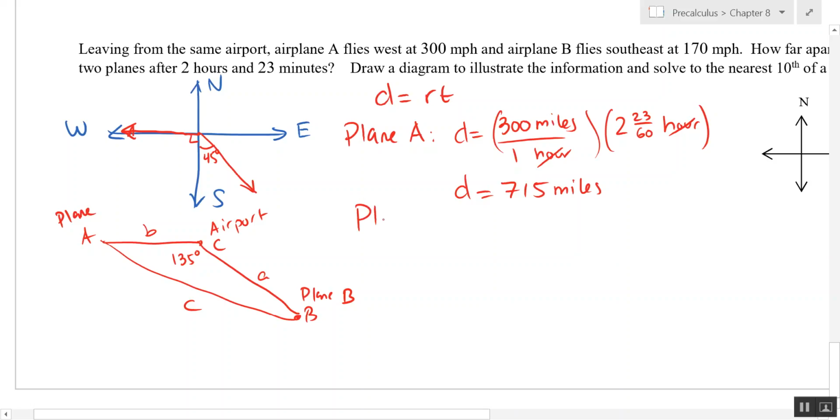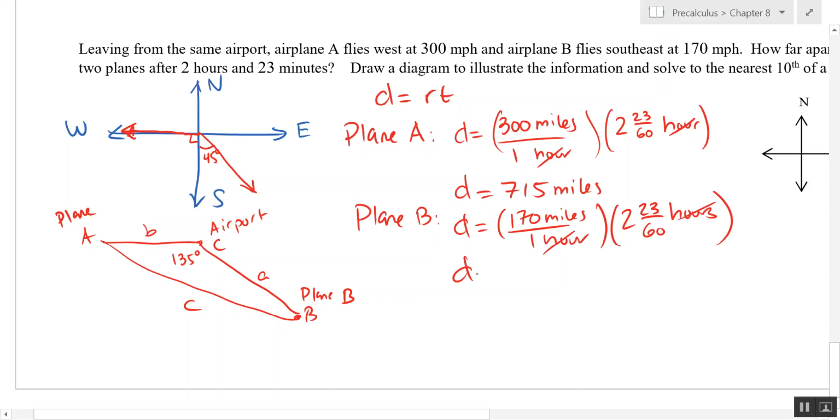For plane B, my distance would be, knowing that we went 170 miles per hour, for the same length of time. And again, hours drop, we're left with miles. The distance for plane B is approximately equal to 405.17 miles.